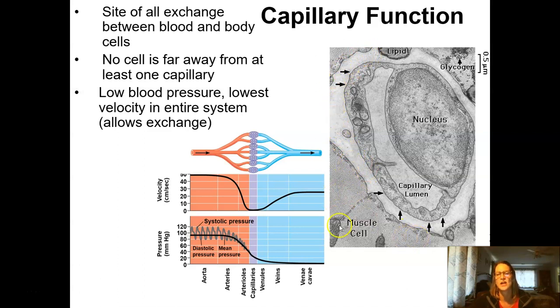the neighboring cells. So you can see that there can be exchange between what's inside this capillary lumen, which is an opening, and with these neighboring cells. Whatever has to be exchanged either has to move across this endothelial cell, or sometimes they can move in between the endothelial cells, and we're going to talk about that next.